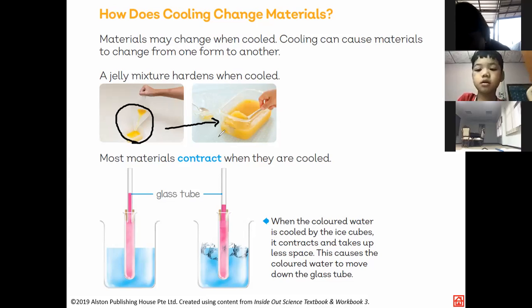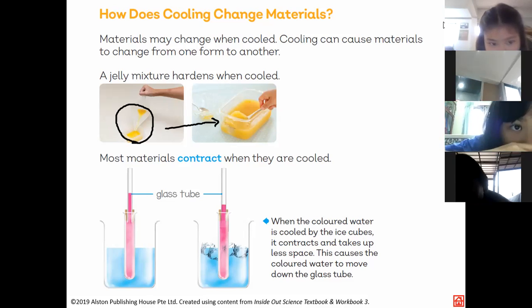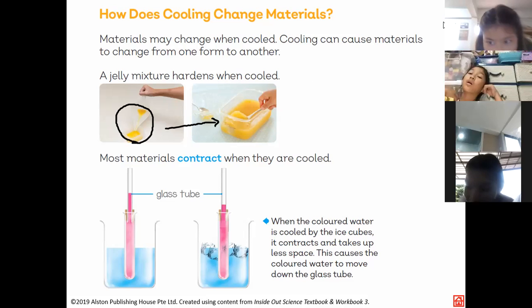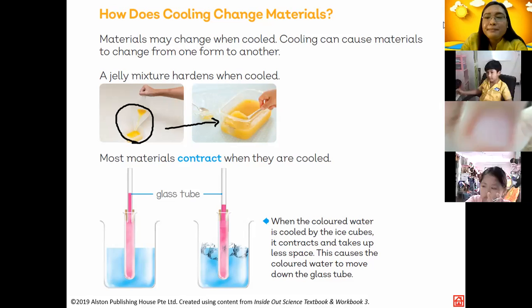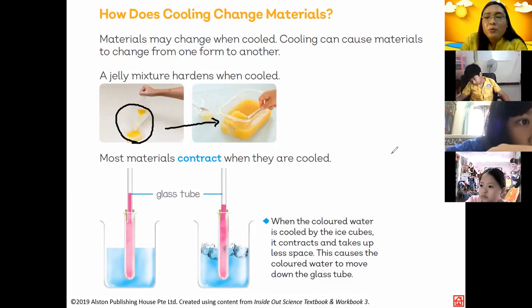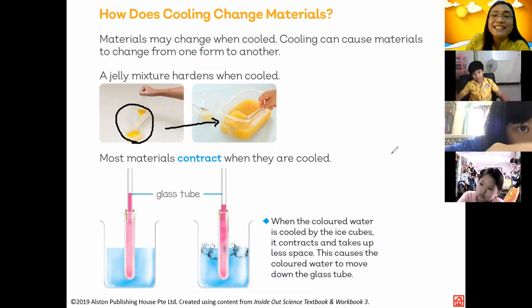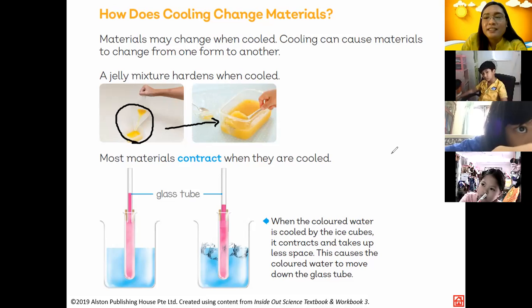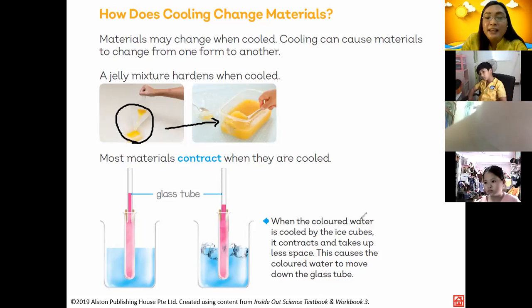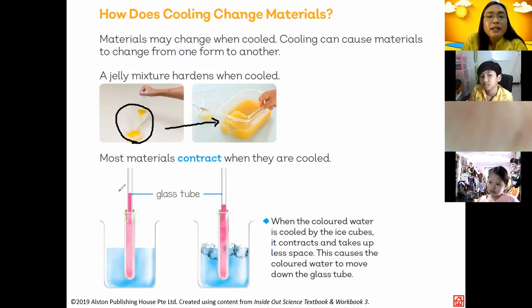What will happen if you put the water in the freezer? What will happen, class? What happens to the water if you put it inside the freezer? It will become ice. It will become harder. It will become solid, just like the jelly.